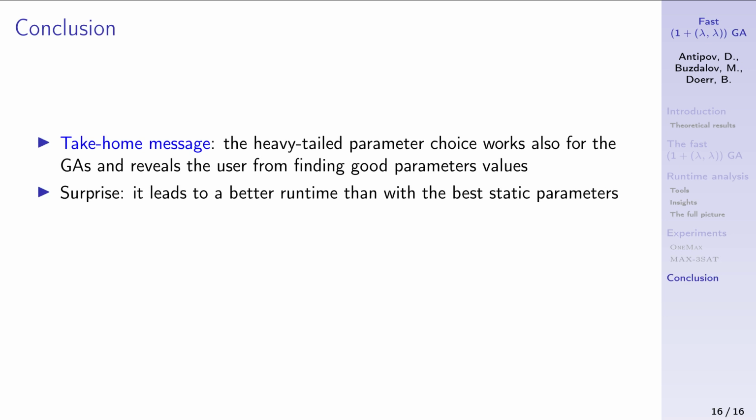Okay, so the take-home message is that the heavy-tail parameter choice works also for genetic algorithms and not only for the mutation-based algorithms, which was shown before. And surprisingly, it not only can relieve us from choosing the parameters, but it also can increase the effectiveness of the algorithms.